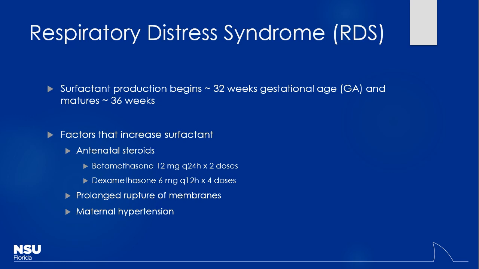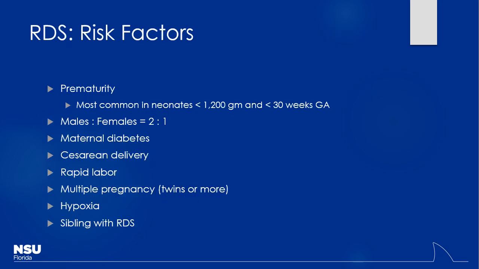But there are some things we can do to help predispose them to making more surfactant. One is actually giving steroids to the mom. You have antenatal steroids, either betamethasone or dexamethasone. That'll help to stimulate production in the baby, which is good. Some other things that can help with this include prolonged rupture of the membranes, which actually helps to increase surfactant production, maternal hypertension, etc. But this is one drug we can give potentially in order to stimulate that in the fetus.